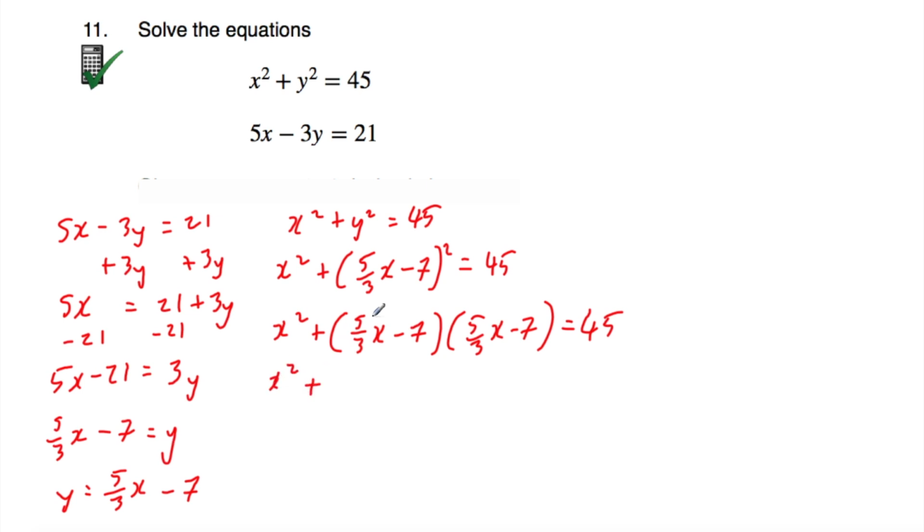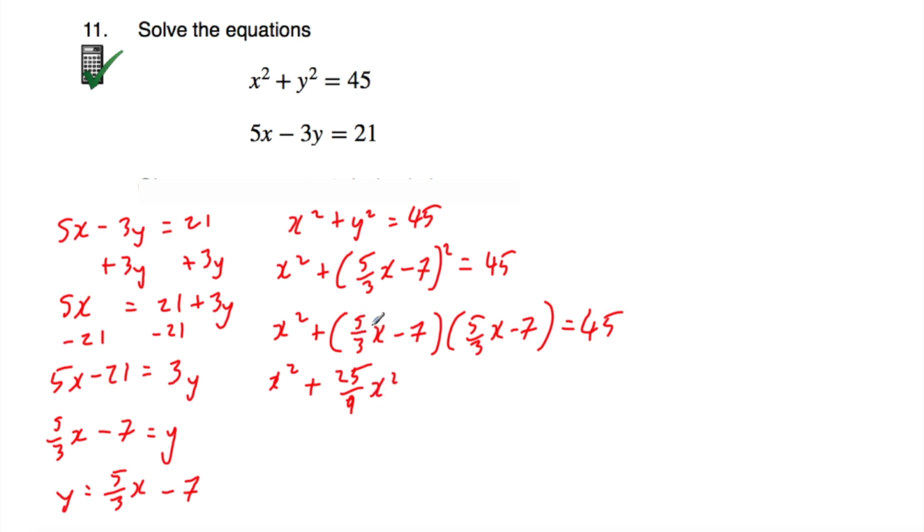So we've got x squared, and then we've got 5/3 x times 5/3 x. You can do this on your calculator, 5/3 times 5/3, or you can just know that you multiply the numerators and multiply the denominators. So 5 times 5 is 25, and 3 times 3 is 9. So it's going to be 25 over 9 x squared.